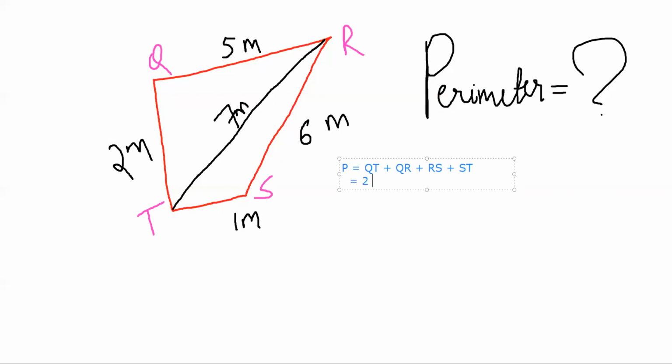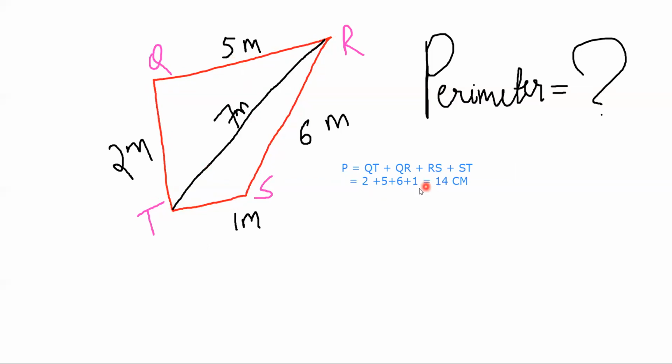So the answer, 2 plus 5 plus 6 plus 1. So it is 14 centimeter. One thing you remember here, you will not add this diagonal, the line which is inside the figure. You will not add it in the perimeter. Why you will not add? Because perimeter means the length of the boundary. Just add the boundary, not the inner one. I have told to do the perimeter of QRST, you will just do this one, the boundary.